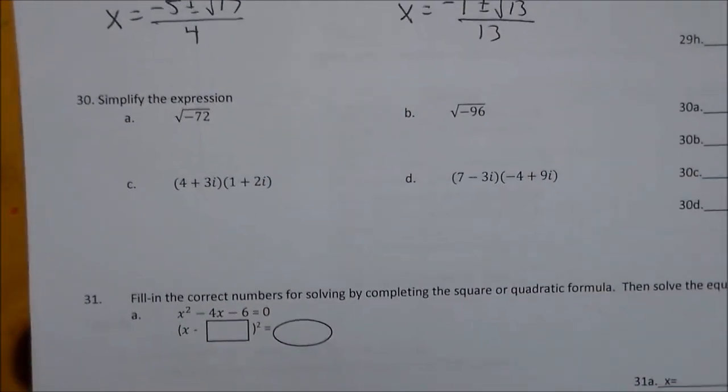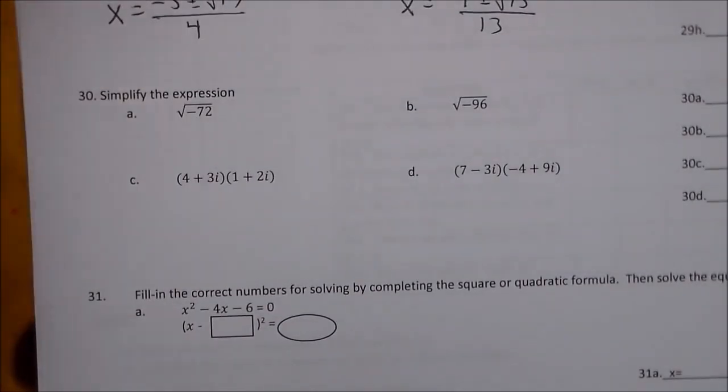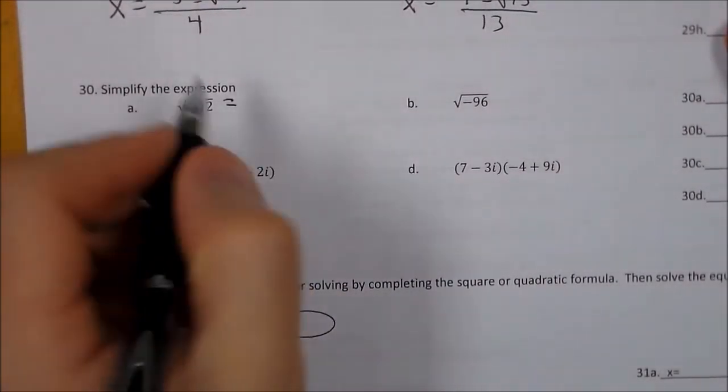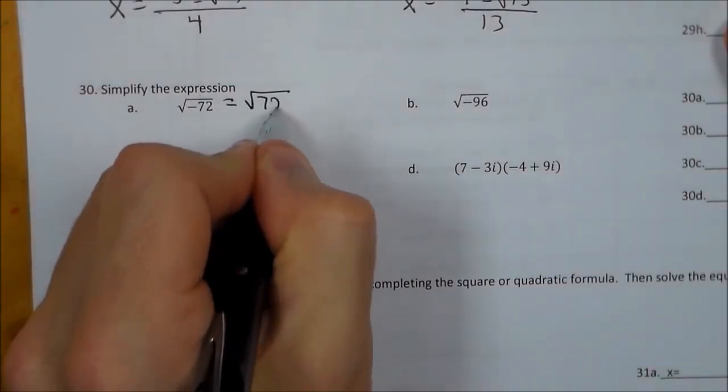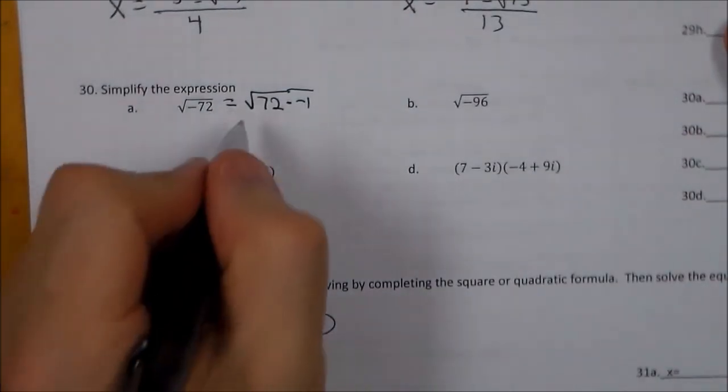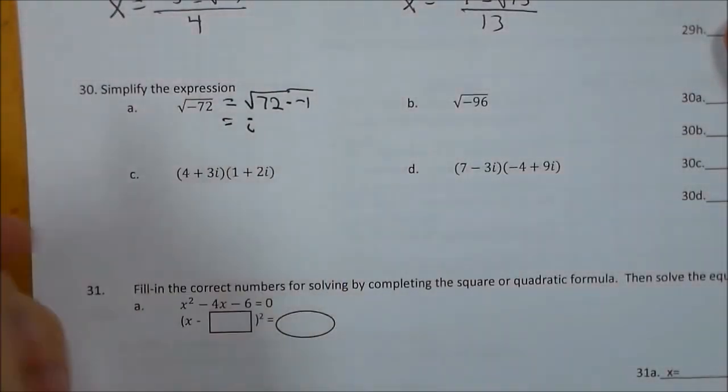Okay, now we move on to our next set. We're going to simplify our expressions. These are negative with square roots or complex numbers. Negative 72. First thing I need to realize is that it's 72 times negative 1. Anytime we have a negative 1 inside a square root, we're going to put an i out in front.